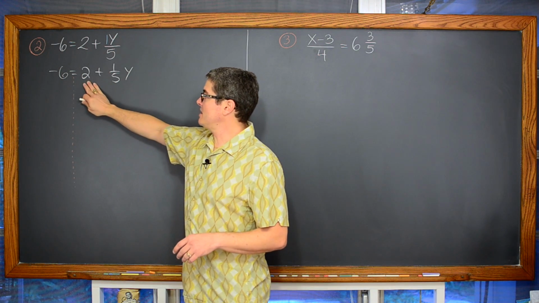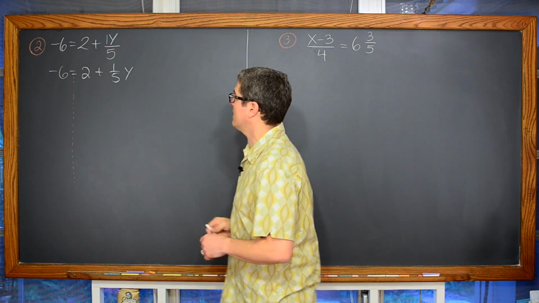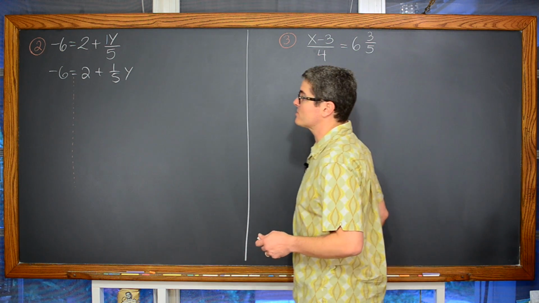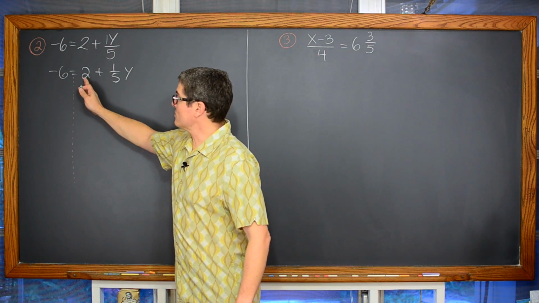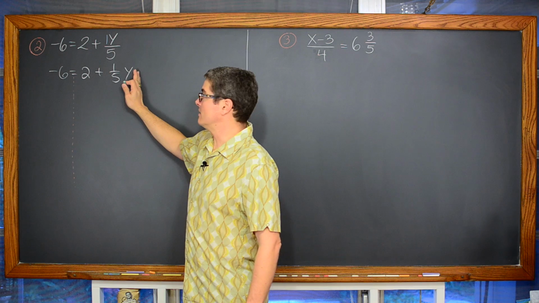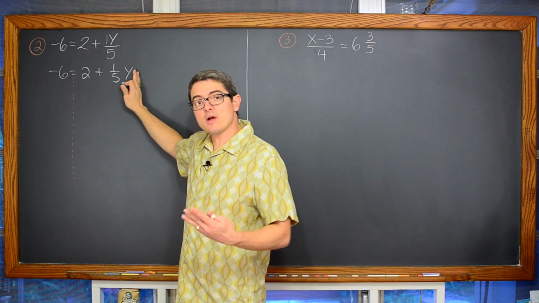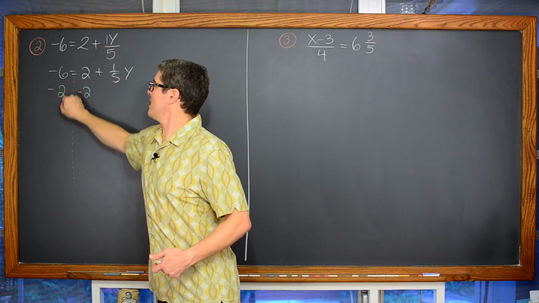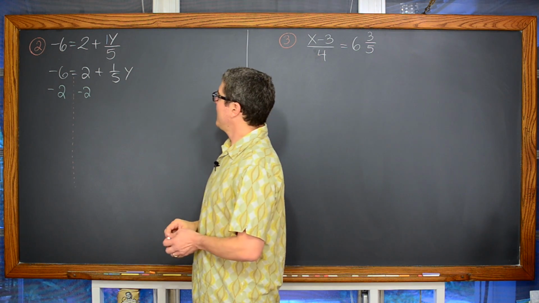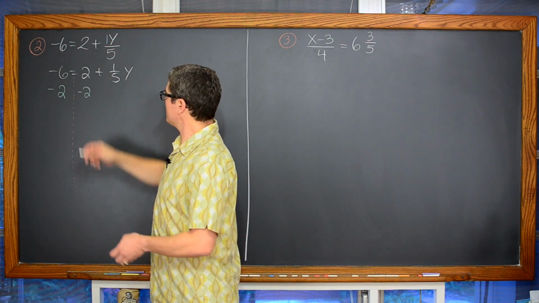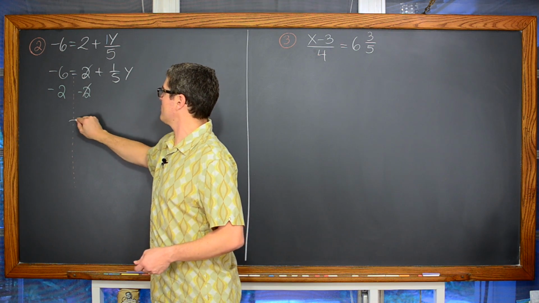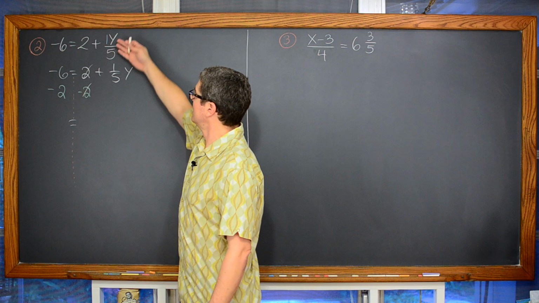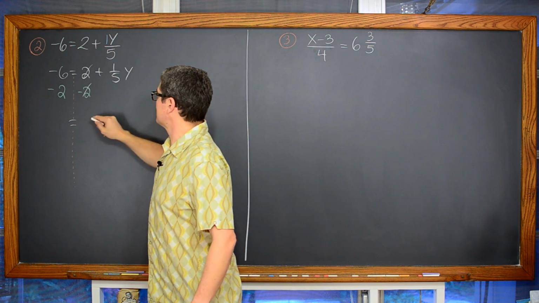So I also see a plus 2 on the right-hand side of our equation with the variable y. The inverse of adding 2 is subtracting 2. So there's a plus 2; we're going to subtract 2 from the right, and we're going to subtract 2 from the left. And 2 minus 2 is equal to 0. So now we're left with our positive 1/5 y, or y over 5. I'm going to go back to that.